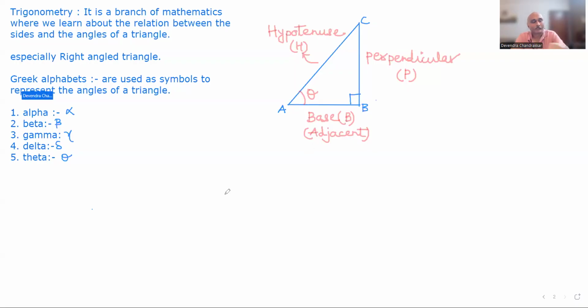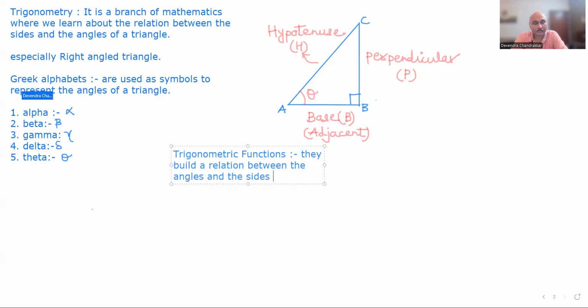So similarly, here also, in trigonometry, we have trigonometric functions, right? What do they do? They build a relation between the angles and the sides of the triangle, right?